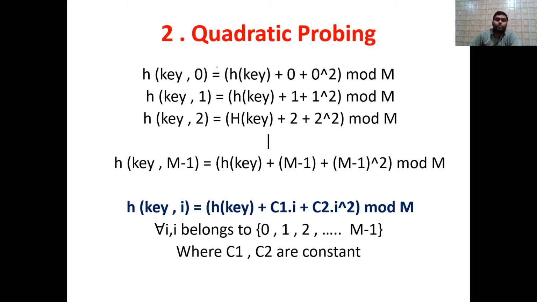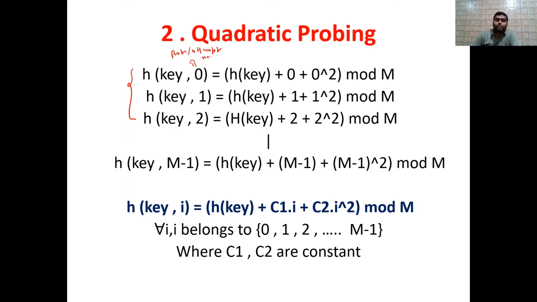Second is quadratic probing. The general format for quadratic probing is like this: h of key comma 0. If you remember, in linear probing, h of key comma 0 was equal to h of key plus 0, mod m. Here quadratic means we are going to the second power of that. The probing number, the attempt number, this is the probe or attempt number. What we are doing is going to the second power of that attempt number.